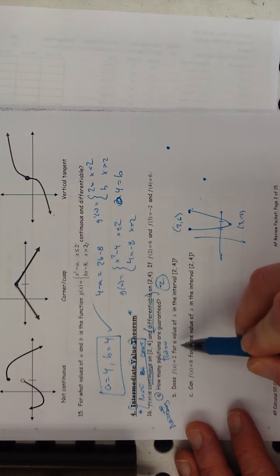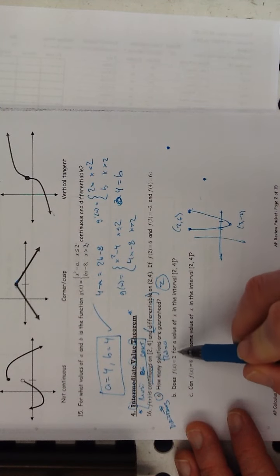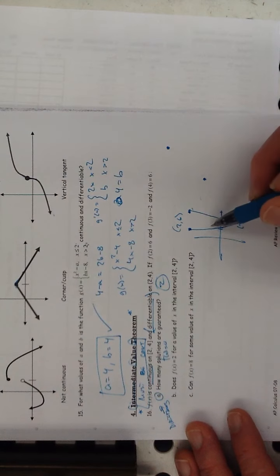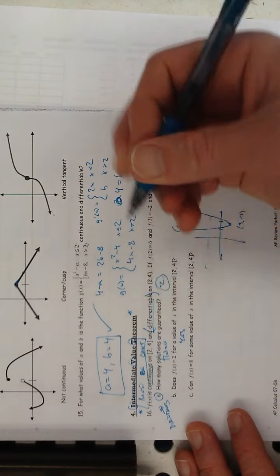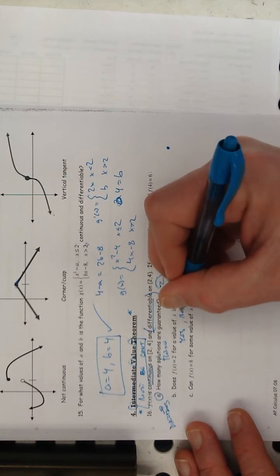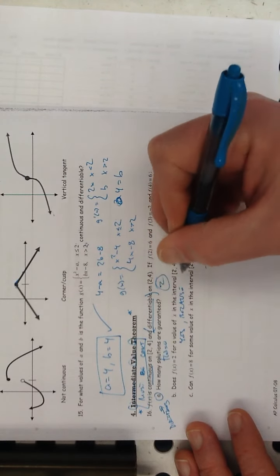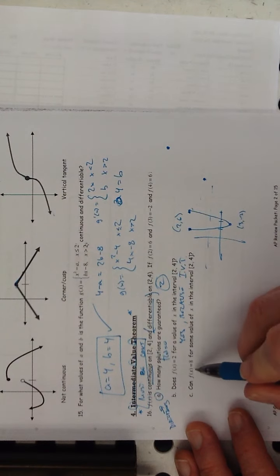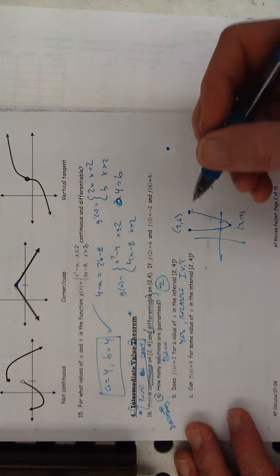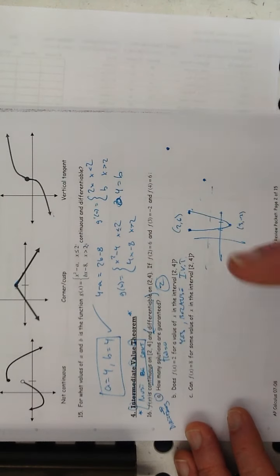Does f of x equal 2 for a value of x? Yes, because of the intermediate value theorem. Can f of x equal 8? Sure, it could, possibly, but we don't know that it does.